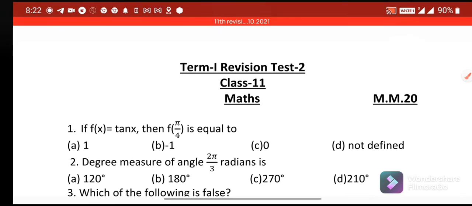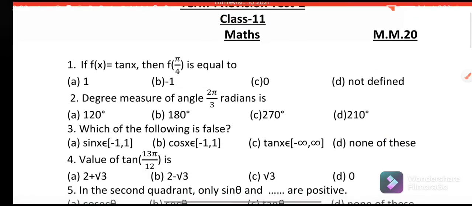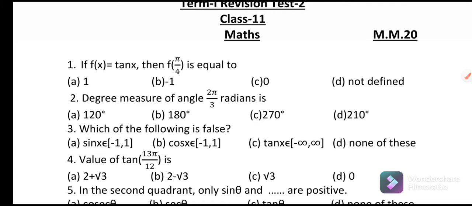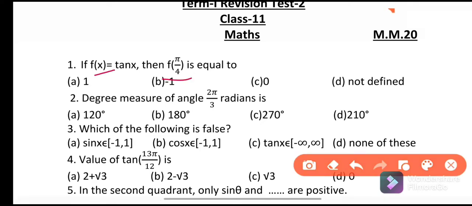In this video we will discuss the second revision test of mathematics. So let's begin. First question: if f(x) is equal to tan x, then f of pi by 4 is equal to... A very simple question. Replace x by pi by 4, that is tan of pi by 4, which is equal to 1. So the answer is A option.